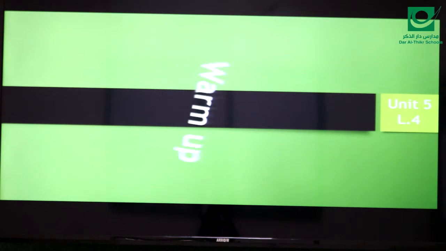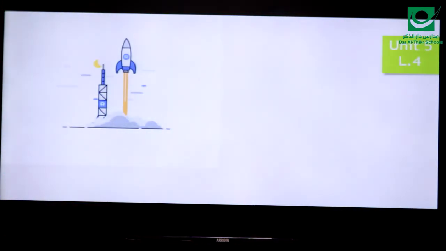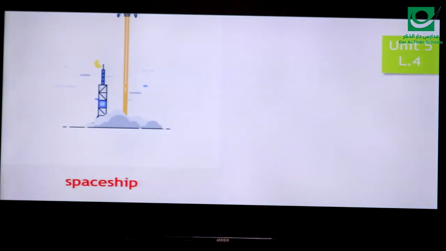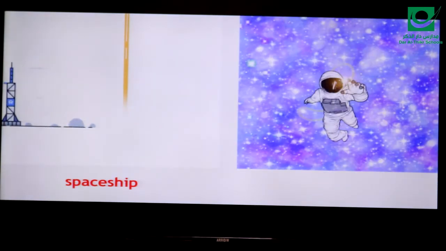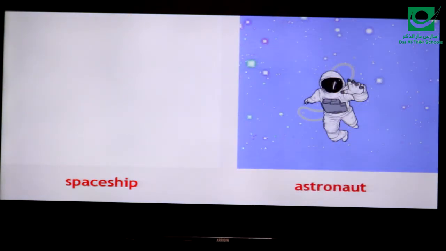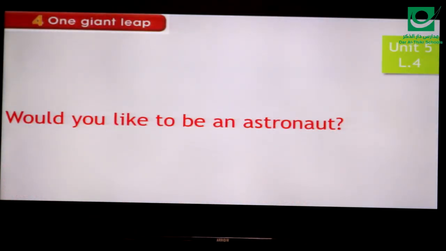As a warming up, what is this? Spaceship and astronaut. One giant leap. Would you like to be an astronaut? Would you like to travel into space?